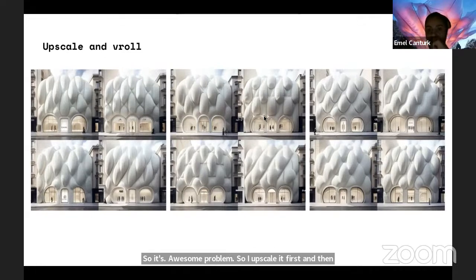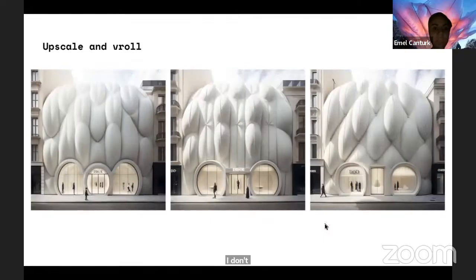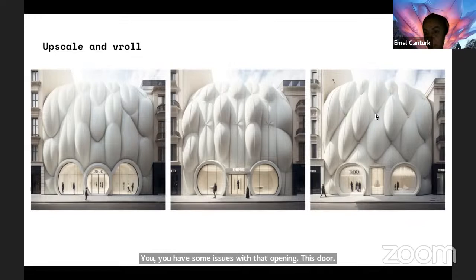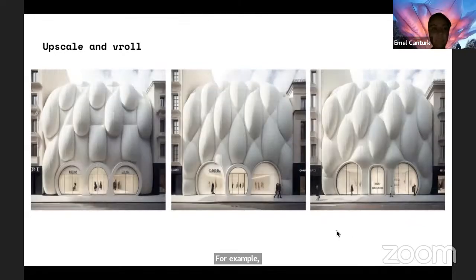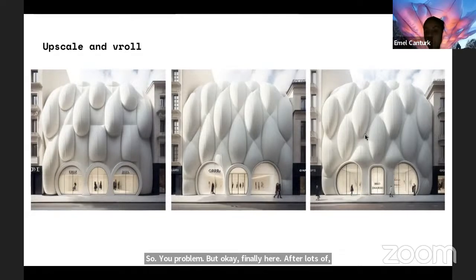Still, I don't have what I have in my mind, so I again upscale the ones I like and re-roll them again. Here you have some issues with that opening, with the door. For example, with that inflated material here, this looks like a tester sofa, so a few problems. But okay, finally, after lots of upscales and re-rolls, I find it here.